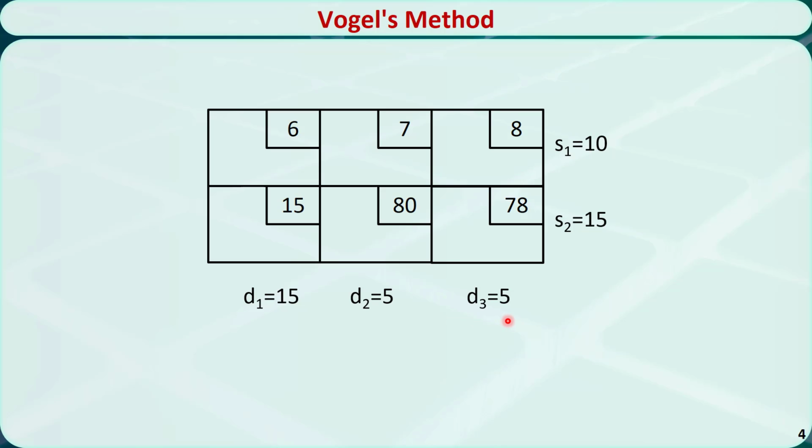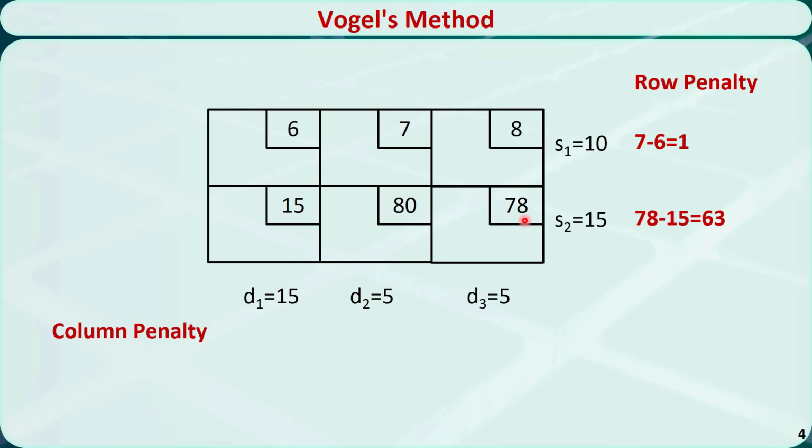Now in step 0, we need to calculate a penalty for each row and each column. For the first row, the smallest cost is 6, and the second smallest is 7. 7 minus 6 is equal to 1. For the second row, the smallest cost is 15. The second smallest is 78. 78 minus 15 is equal to 63.